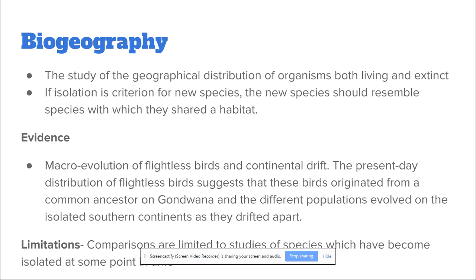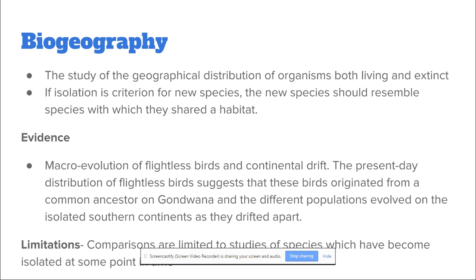The second is biogeography, or the study of the geographical distribution of organisms that are both living and extinct. If isolation is criteria for new species, the new species should resemble species with which they share a habitat. And in terms of evidence for biogeography, the macroevolution of flightless birds and continental drift.